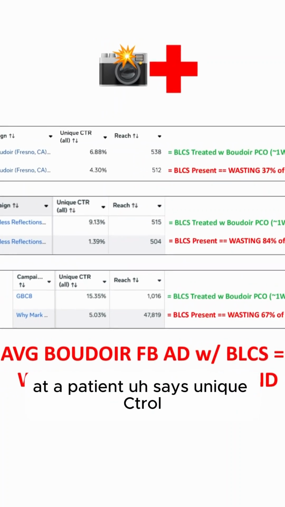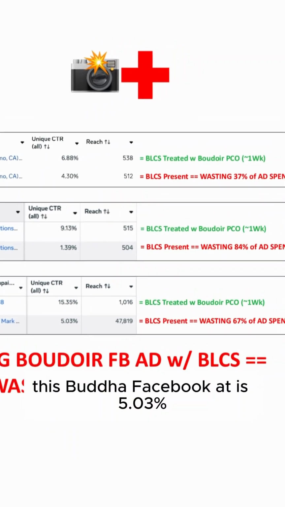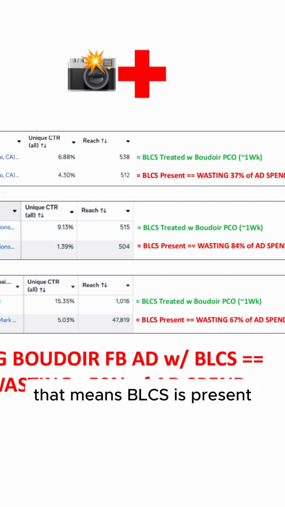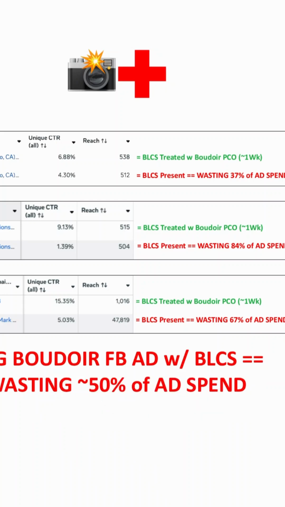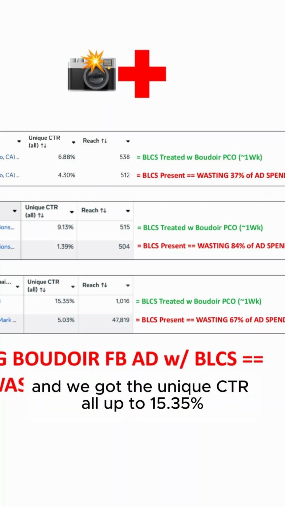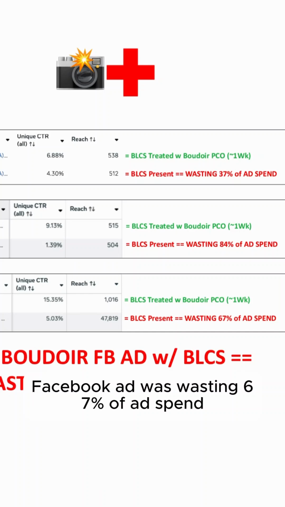Finally, I had a patient whose unique CTR on his Boudoir Facebook ad is 5.03%. When unique CTR is under 6%, that means BLCS is present, Boudoir low click syndrome. So we know we can treat it with Boudoir Pico. It takes about a week. And we got the unique CTR up to 15.35%. So we found his original Boudoir Facebook ad was wasting 67% of ad spend.